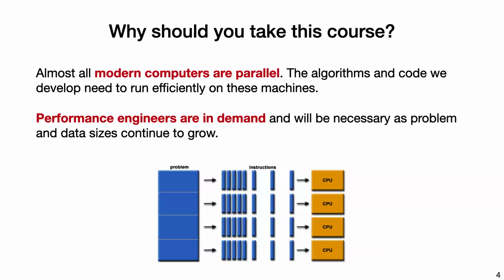Basically, the only reason we care about parallelism is for speeding up problems, obviously. If you don't really care about speed, you can just run your program on a serial computer and you should be good. Another reason is that performance engineers, who are people that can improve the performance of programs, are in demand and will be necessary as problem and data sizes continue to grow. I really think that parallel computing will be more important going forward, and I'll try to convince you in the next hour or so why.